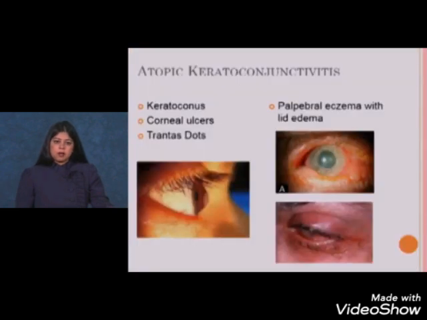And so here you see a classic presentation of atopic keratoconjunctivitis. There's keratoconus, which is bulging of the cornea. You can get corneal ulcers as well, as in vernal. You get Trantas dots also, and you get this palpebral eczema, with lid edema. So in addition to the ocular symptoms, they have skin findings around the eyes.